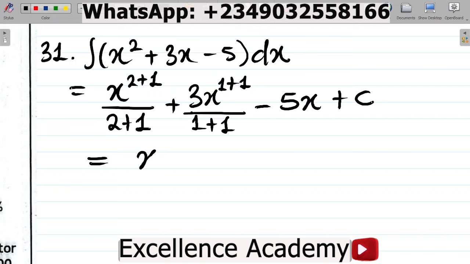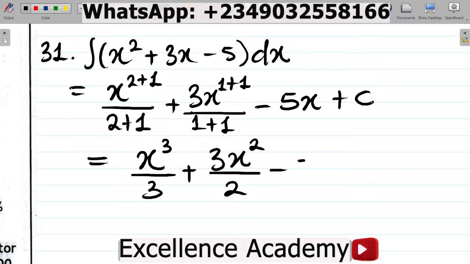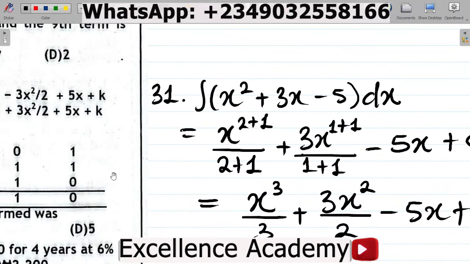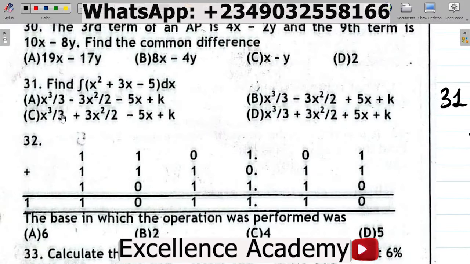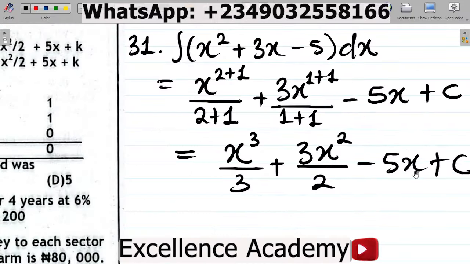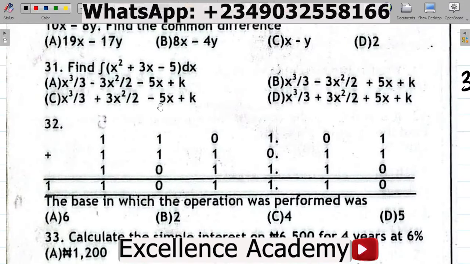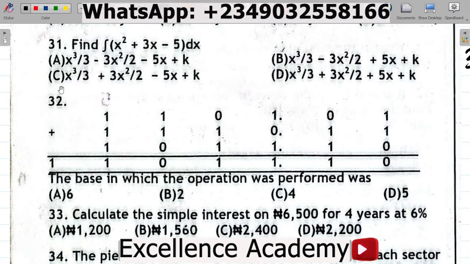Working on this gives you x to the power 2 plus 1 is 3, all over 2 plus 1 is 3, plus 3x to the power 1 plus 1 is 2, all over 2, minus 5x plus c. Basically, here's my answer, x cubed over 3 plus 3 over 2 x squared minus 5x plus c. They use k as their constant, right? So the answer there is c. So that is the correct answer.